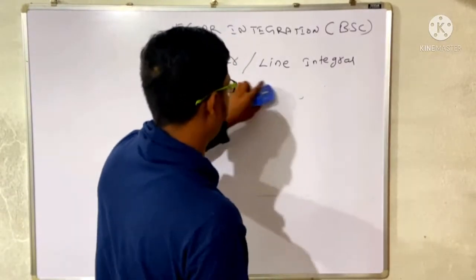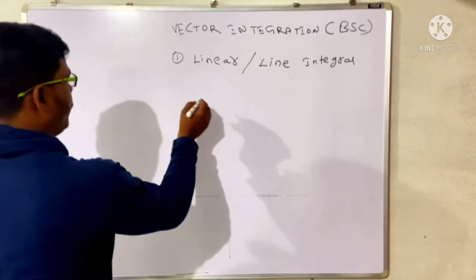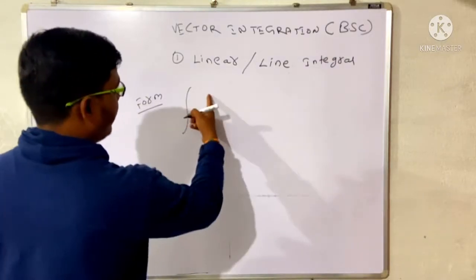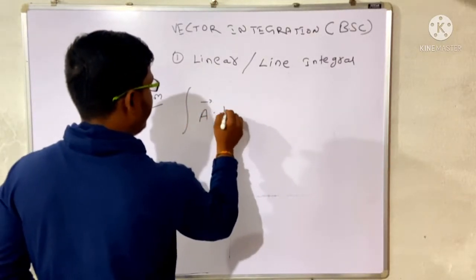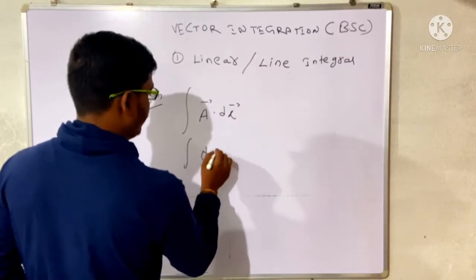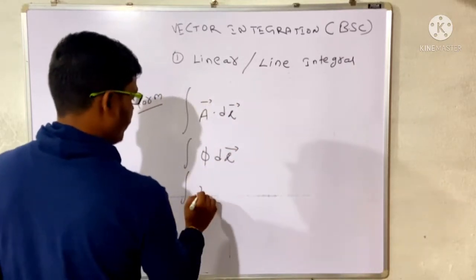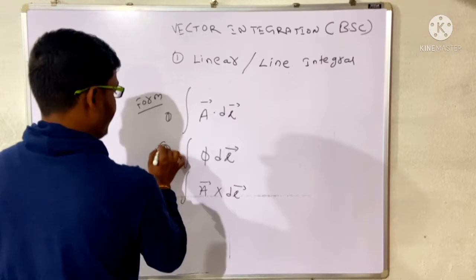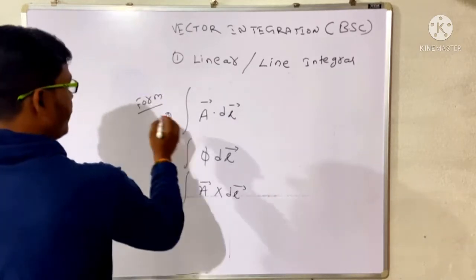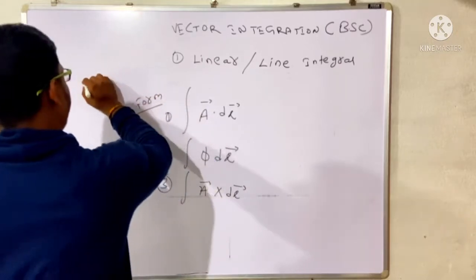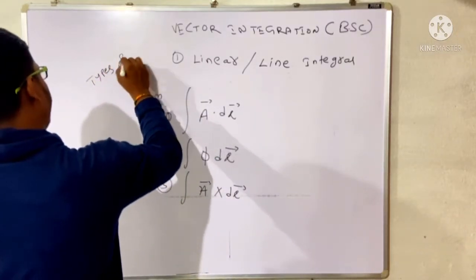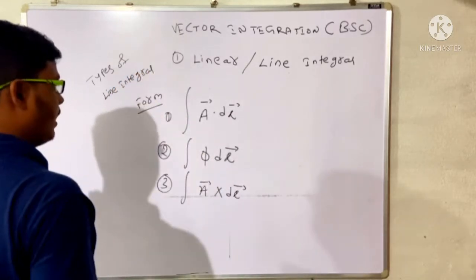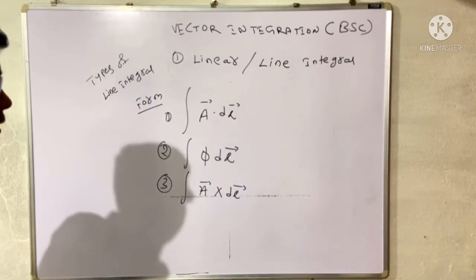To know this line integral, what is the form of the line integral? We can write the line integral as a vector dot dl vector, or phi into dl vector, or a vector cross dl vector. So these are the three types of line integral: a dot dl, phi dl, and a cross dl.